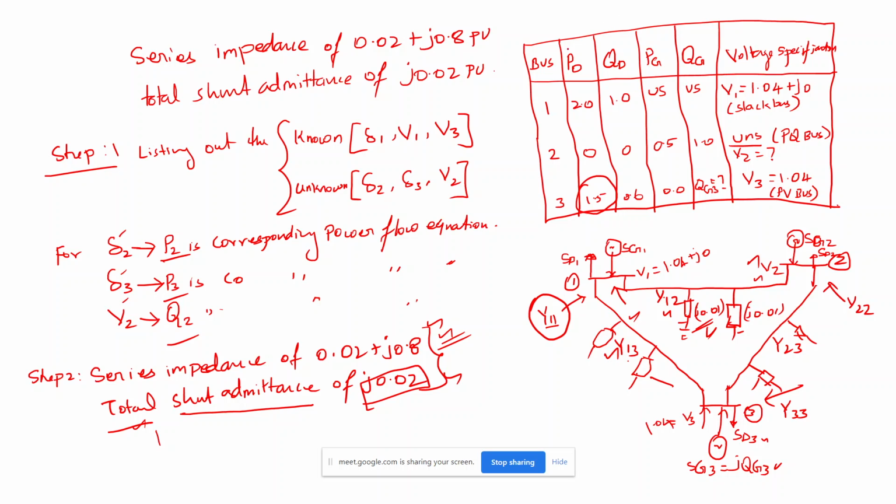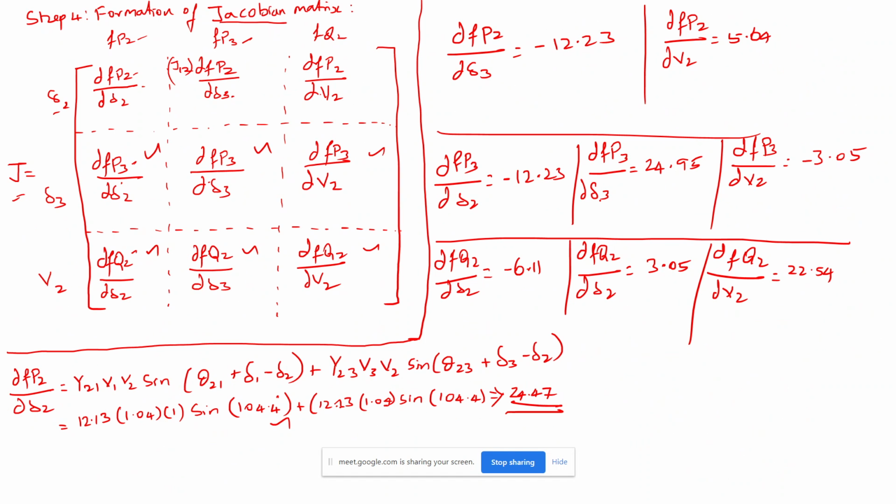I put P3 as minus 1.5. Why? Because this is demand and this is the generated. If you are getting in generated, it is positive, right? This is something we are producing. Demand means something that is consumed by load. So obviously we need to put minus 1.5 for P3.